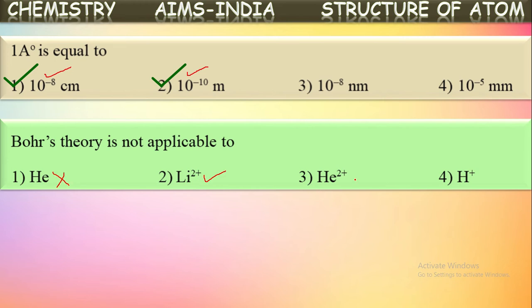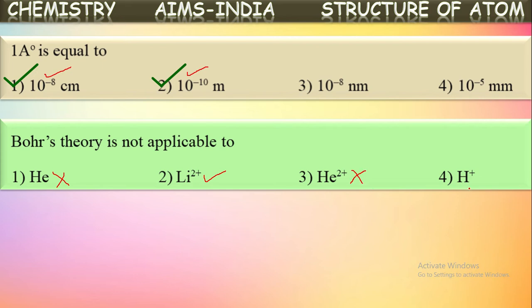What about He plus 2, or He 2 plus? Helium's atomic number is 2, so it will be having 2 electrons. As it is mentioned here, plus 2, that means it lost 2 electrons. So how many electrons remain in He plus 2? No electrons, so 0 electrons. Then for this also Bohr's theory is not applicable.